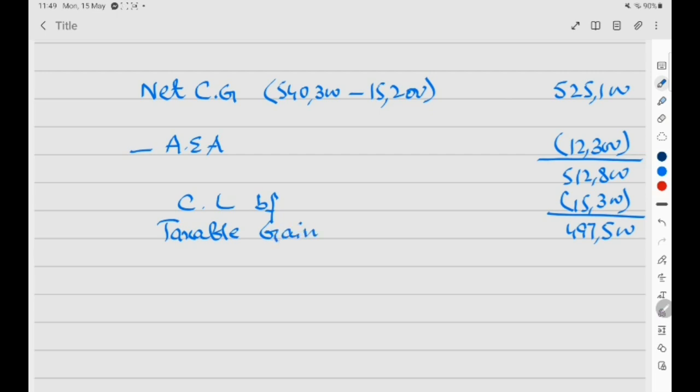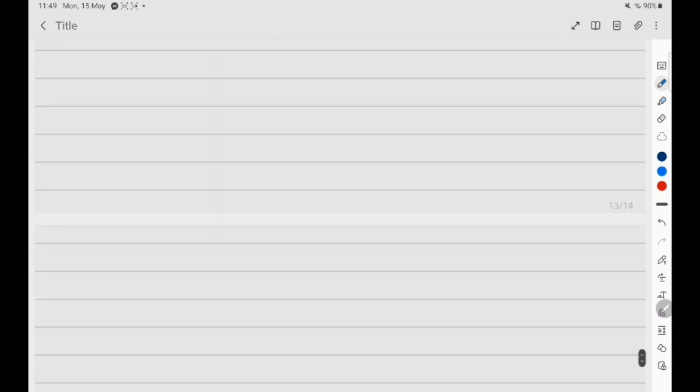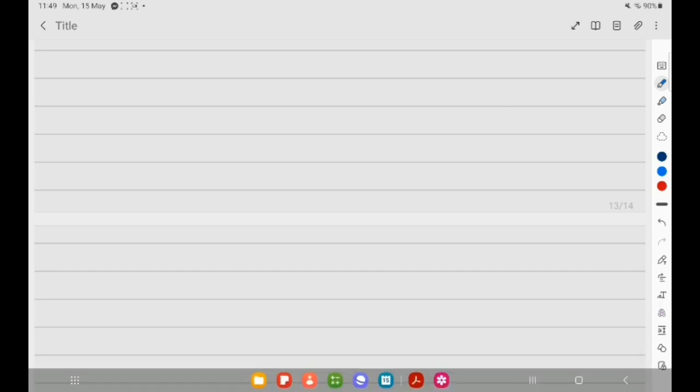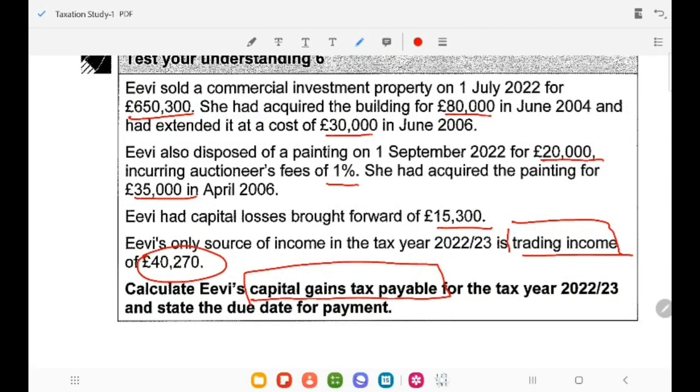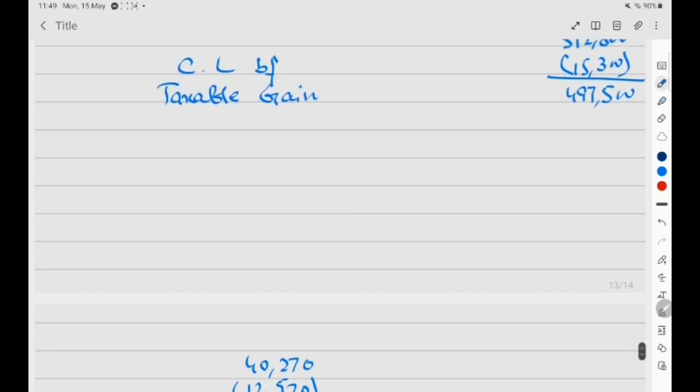Now you have to calculate the tax liability, but before that you have to find out the unused basic rate band, as this person has an income of 40,270. So from this 40,270 we have to deduct the personal allowance of 12,570 in order to find taxable income. So this is 27,700. So we need to calculate unused basic rate band. So unused basic rate band will be 37,700 minus 27,700.